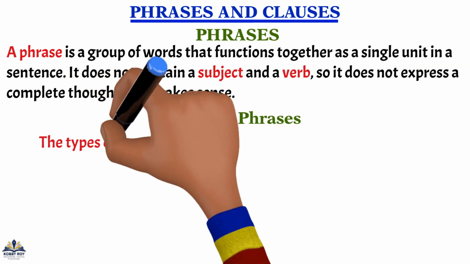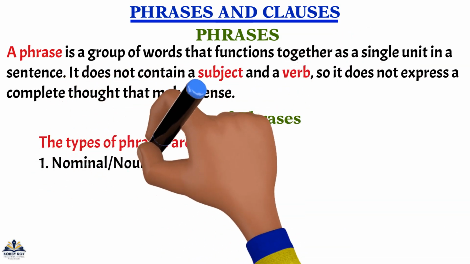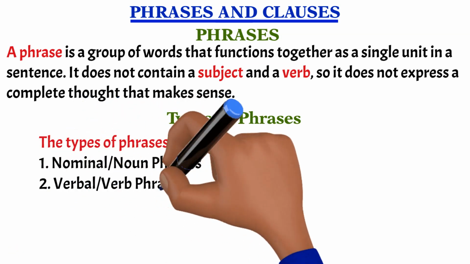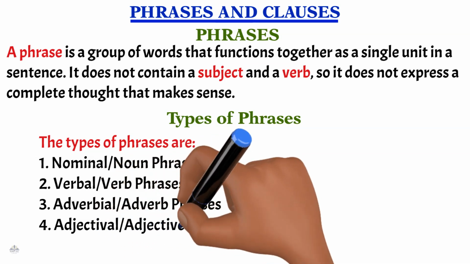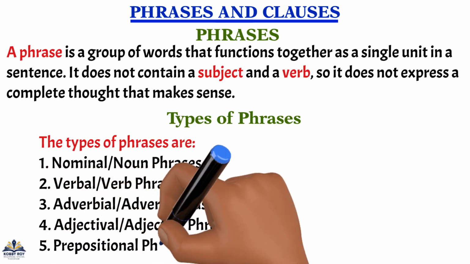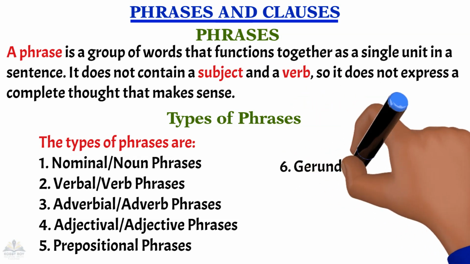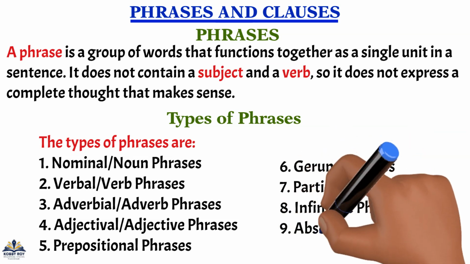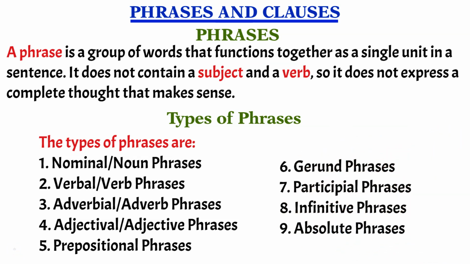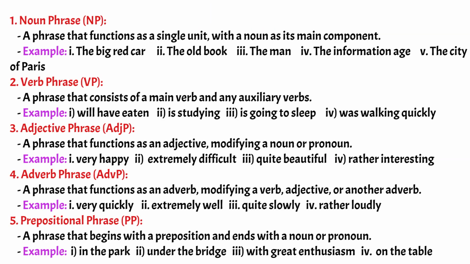The types of phrases are nominal or noun phrases, verbal or verb phrases, adverbial or adverb phrases, adjectival or adjective phrases, prepositional phrases, gerund phrases, participial phrases, infinitive phrases, and absolute phrases. Well, let's look at them one after the other.